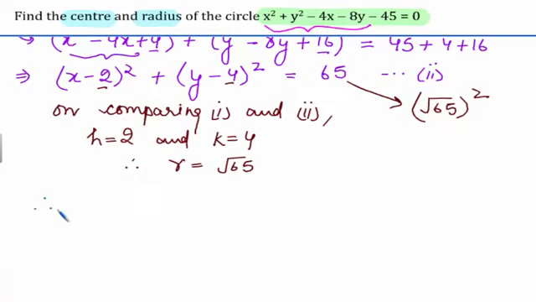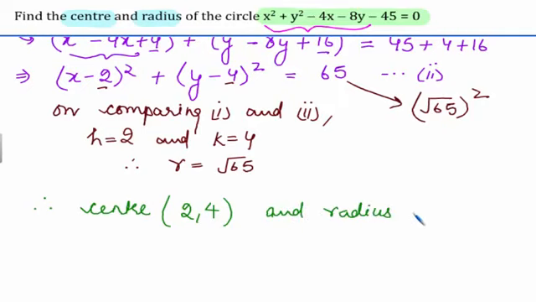Thus our answer is: the center of the circle whose equation is given to us is (2, 4), and its radius is square root of 65. This completes the solution.